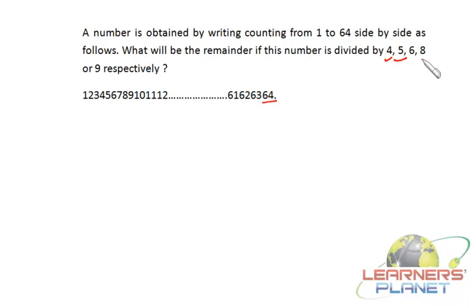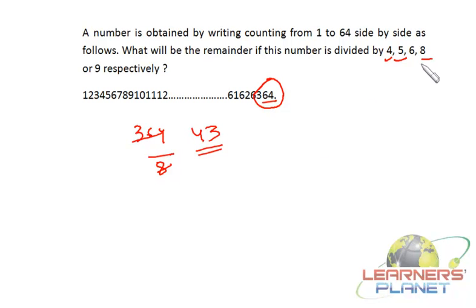Now let's see 8. What is the divisibility test of 8? The last 3 digits must be divisible by 8. So we have to divide 364, that is the last 3 digits, by 8, and we have to find out the remainder. So 8 4s are 32, that 2 and this 4, 8 3s are 24. So 364 is a multiple of 8. So even in this case, this expression will be divisible by 8, so we'll be getting the remainder as 0.